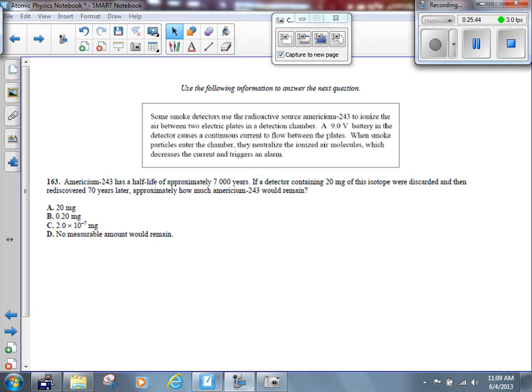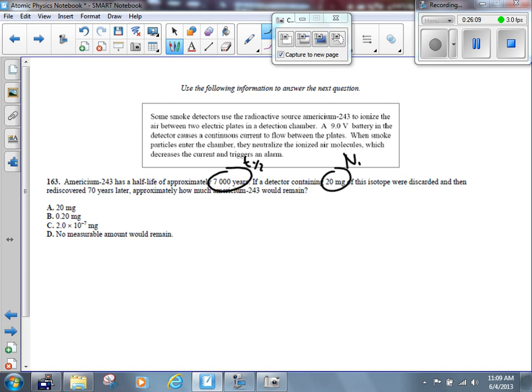Let's take a look at 163 now. Americium-243. This information we've seen before, right? This whole smoke detector thing. At the end, the 9-volt battery isn't going to be really relevant. The only part that's going to be really relevant to this question is the stem of the question. Americium-243 has a half-life of approximately 7,000 years. Let's call that T1/2. A detector containing 20 milligrams of this isotope were discarded. That's going to be our initial amount.